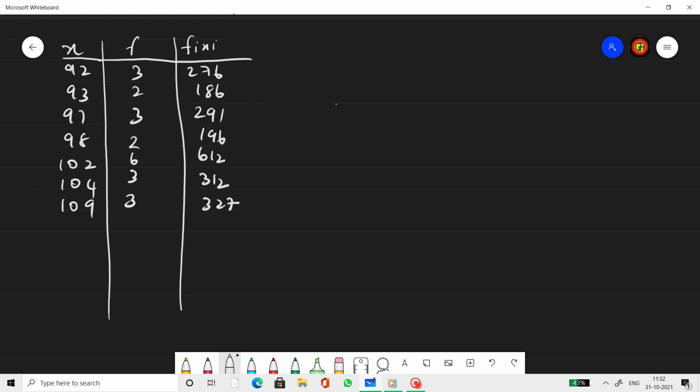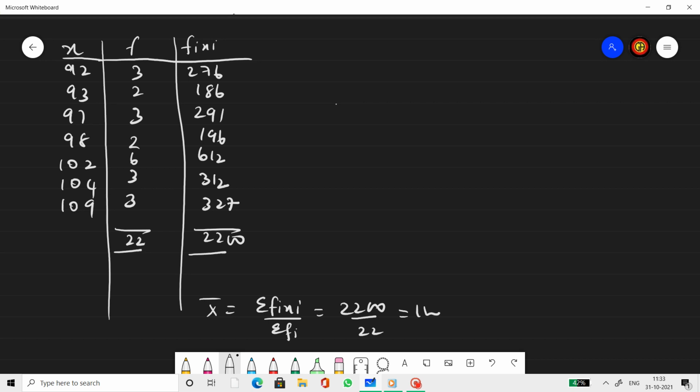So this is XiFi. Get the total of this, get the total of this. This is 2200 and this is 22. So what is the mean formula? Sigma FiXi by sigma Fi, if you are following the direct method, and this is direct; you can even find the mean using the step deviation method. So the mean is 100, which is a whole number here. Not like the previous question where it was a decimal value, so that took us a lot of time to subtract and then square. So here, fortunately, we are getting a whole number, 100.